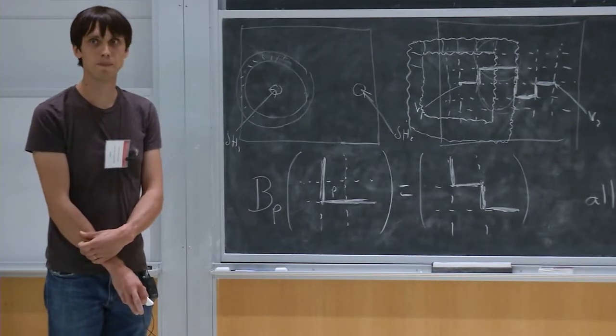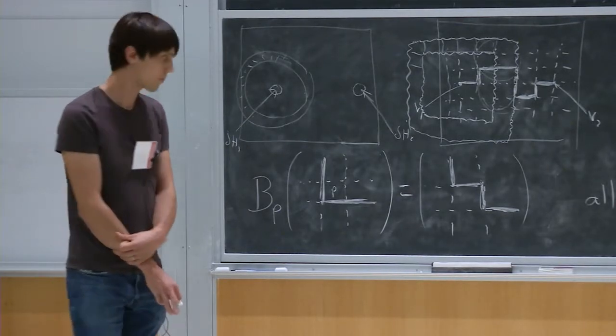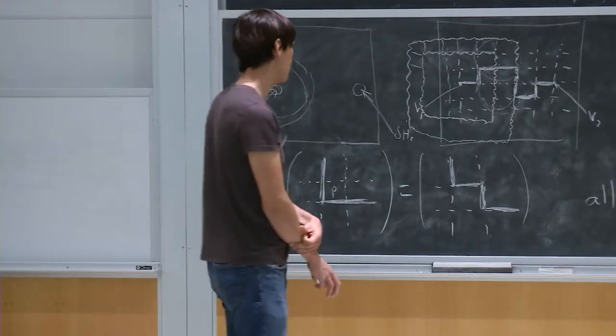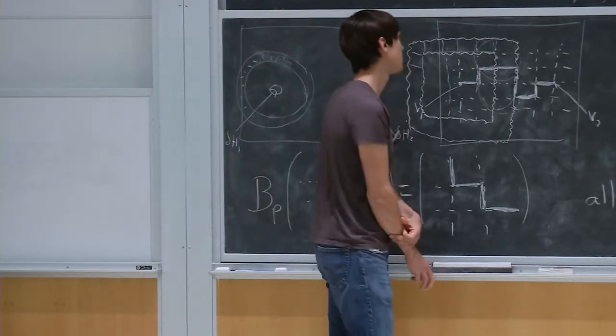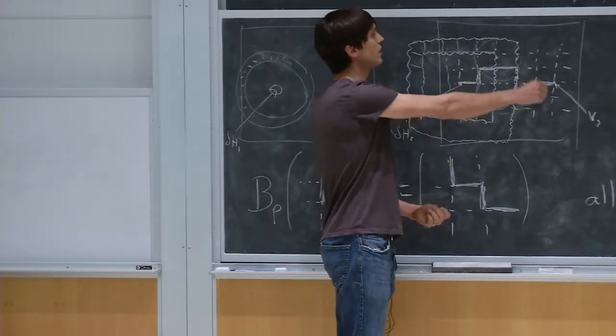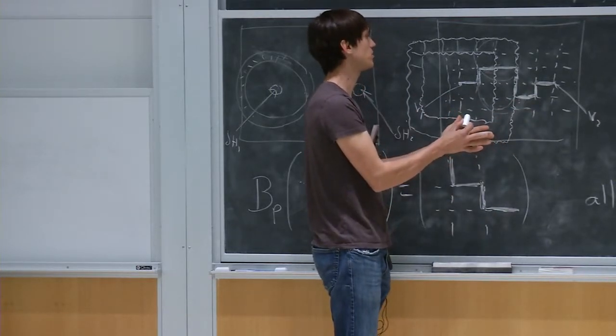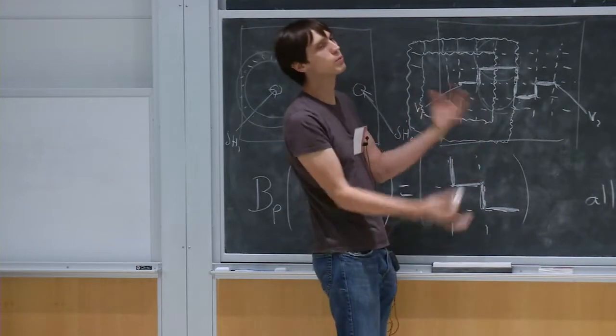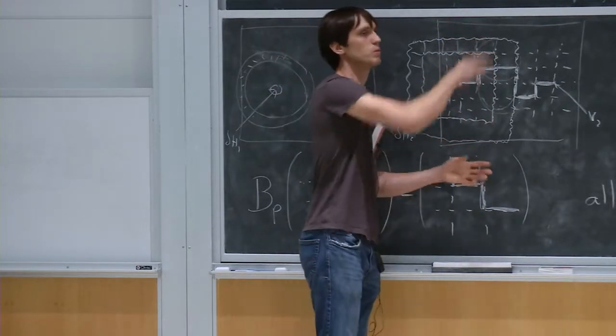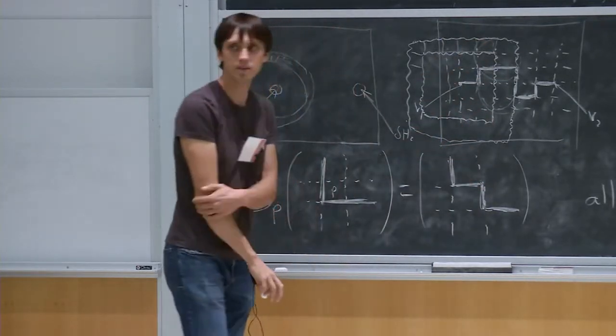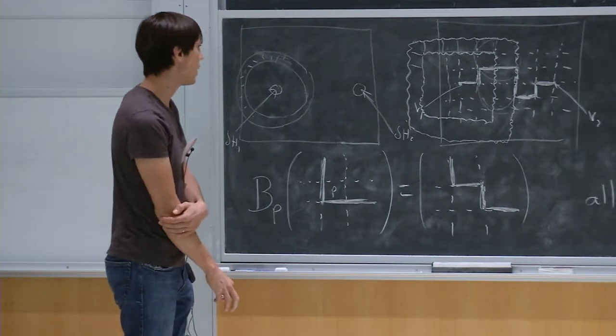Other questions? Another way you can say it is, you can draw any arbitrary line, and then the difference graph between any two configurations gives you a loop. So, loop equations. Okay, good.